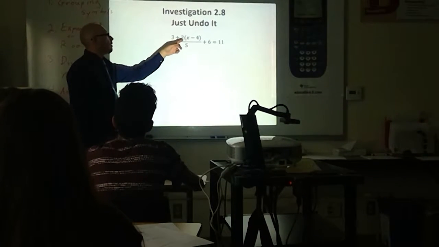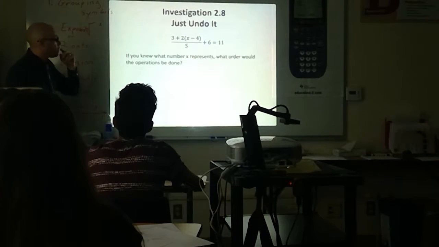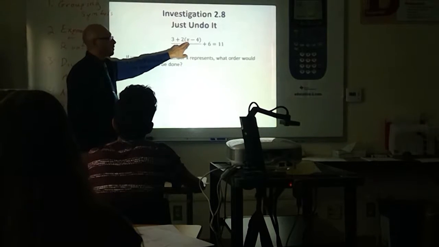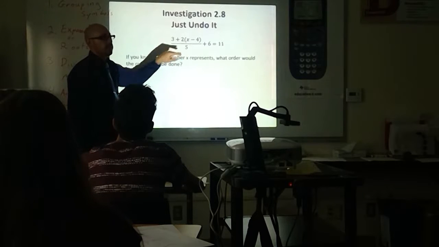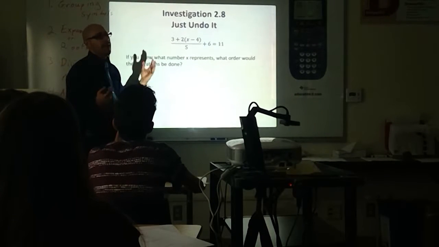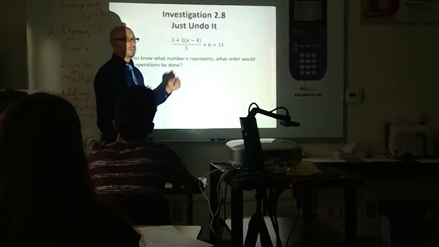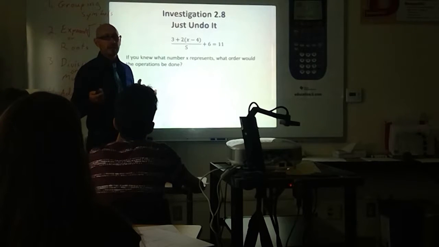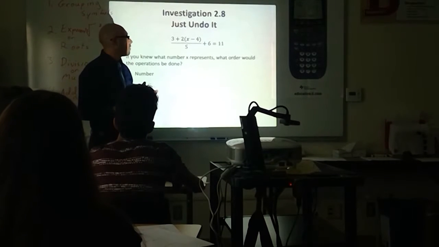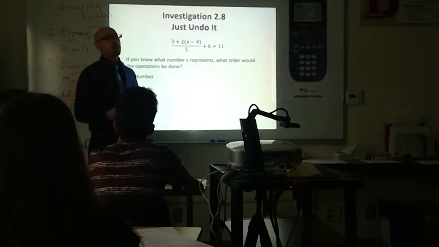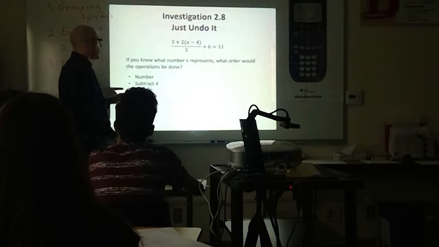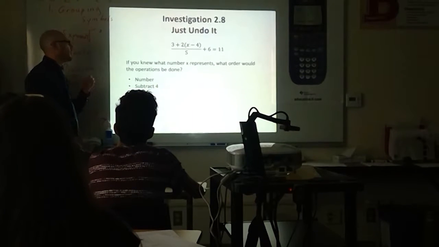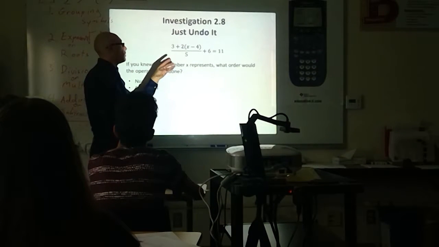So let's list the things that we would do if we knew what that x was. What's the first thing we would do if we knew what that x was? If it was a 5, what would you do to the 5 first? Subtract 4. Why subtract 4? Because the grouping symbol and the parentheses. You guys are experts now. Okay, so said to subtract 4, right? Awesome. Good reason.